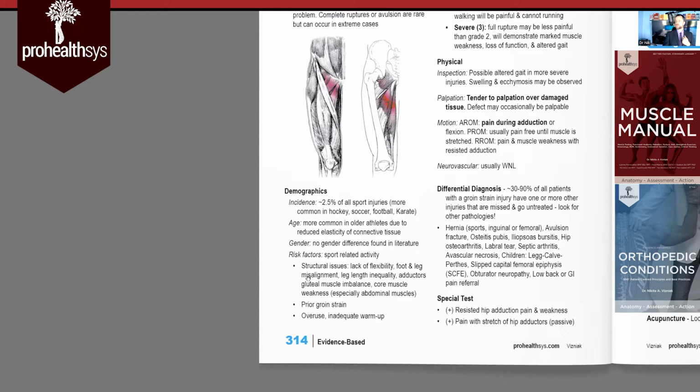And risk factors, it's pretty much sport related. So structural issues, number one, could be a lack of flexibility. That's kind of a catch-22 because often you don't want to be super flexible, so you have a maximum power range, but that lack of flexibility when you're overforced, the power of the tissue can resist, can lead to the injury. Foot and leg misalignments potentially could be there, leg length inequalities, muscle weaknesses, even prior groin strain will be the number one risk factor, of course. And then, of course, overuse or inadequate warm-up.